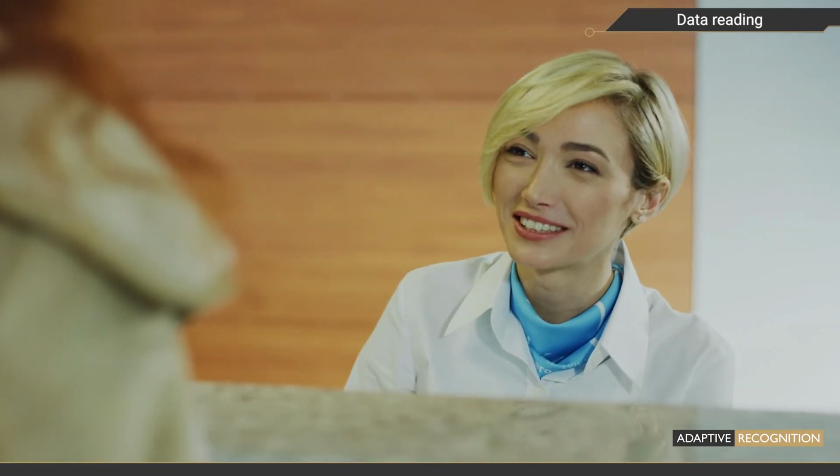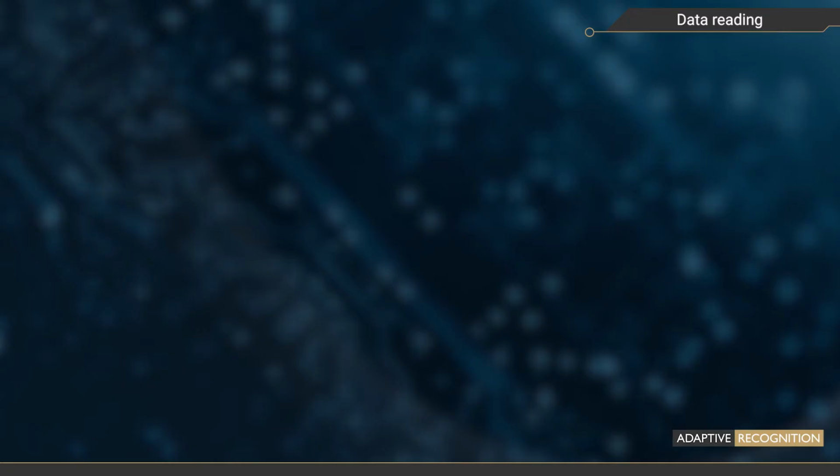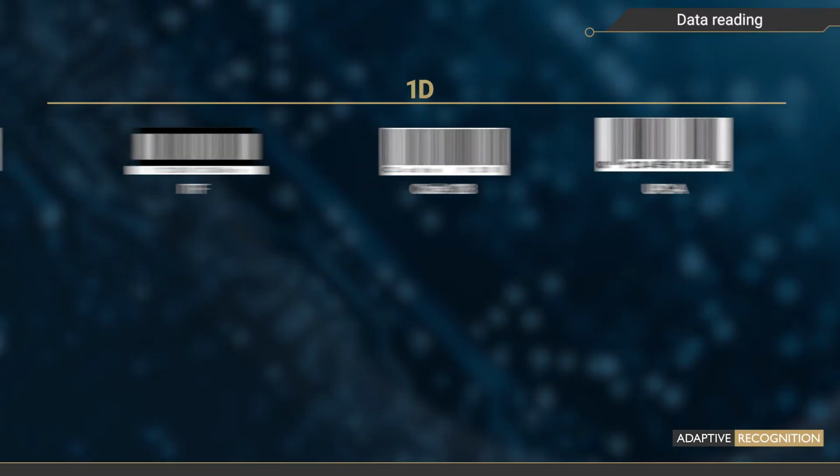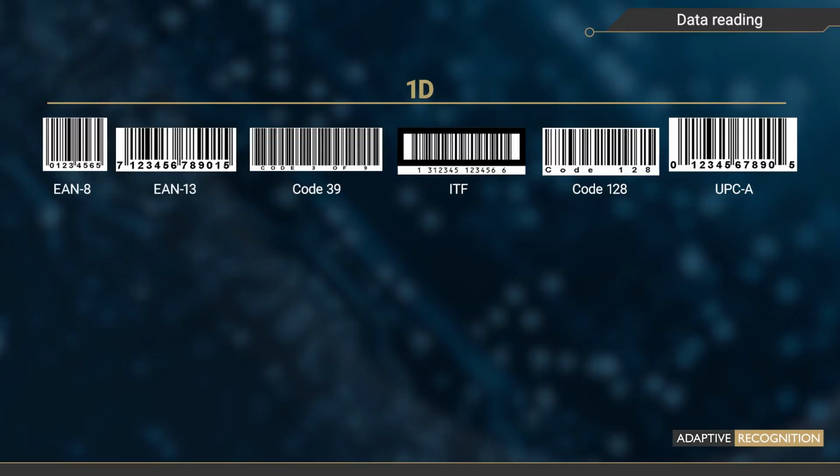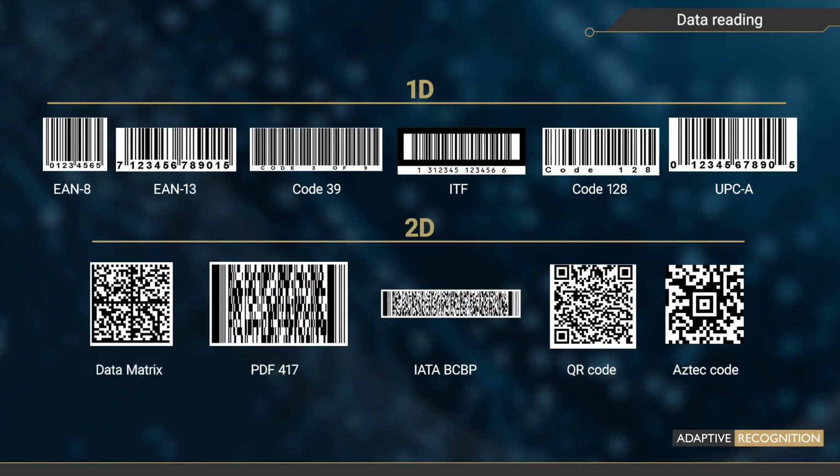Data reading does not stop at printed texts. Osmond is capable of reading all commonly used one-dimensional and two-dimensional barcodes, which are also typical on identification documents and on boarding passes as well. You can even scan your mobile phone showing the barcode. Osmond will recognize it either way.